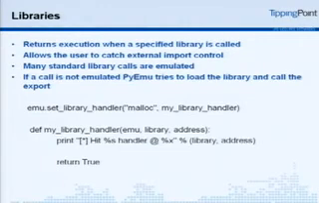Libraries returns execution when a specific library is called. It allows you to catch external calls or imports that may be happening in the binary, or calls outside of the loaded code base and things of that nature. Many standard library calls are actually provided to hook in the emulator. If a call is not emulated, Python tries to load the library and call the export and then emulate through that. So you can see set library handler. Malloc would actually trigger anytime malloc is called.